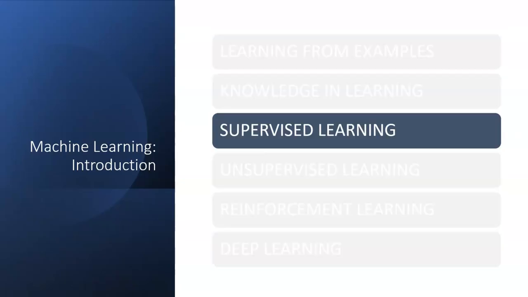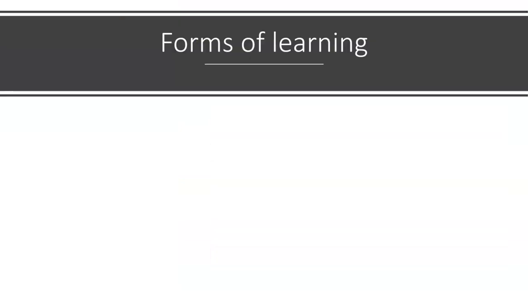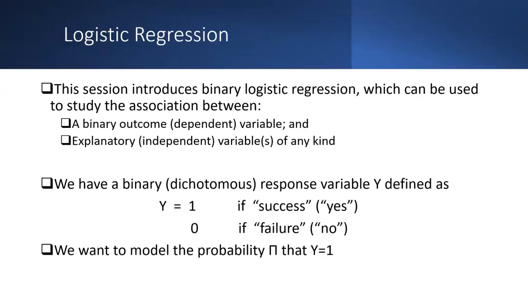It also comes under supervised learning. In this session, we are going to introduce different types of logistic regression. The basic type is binary logistic regression, in which we have two options, either yes or no. It can be studied for a situation with a binary outcome, the dependent variable, and some explanatory variable, which is called the independent variable.